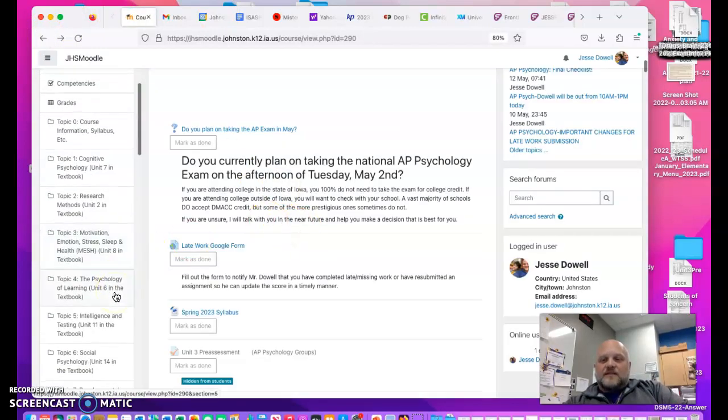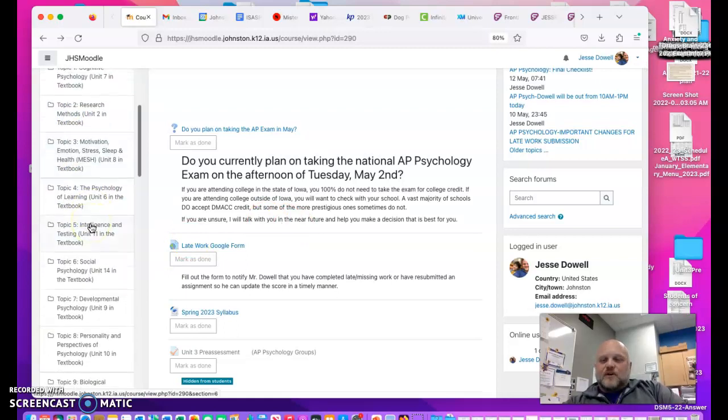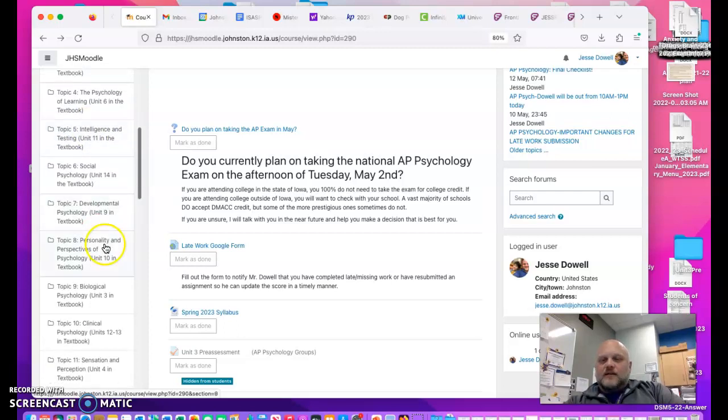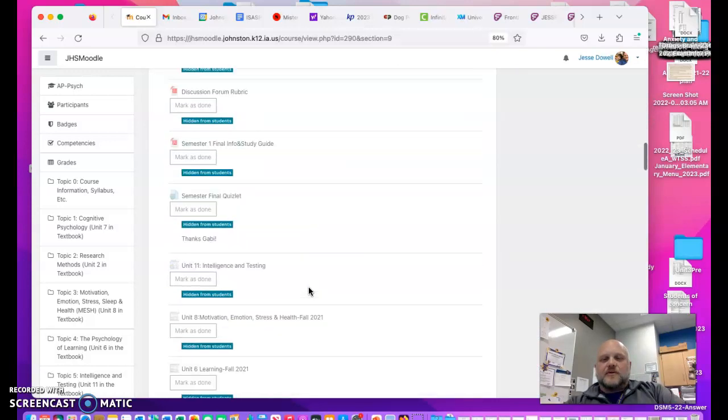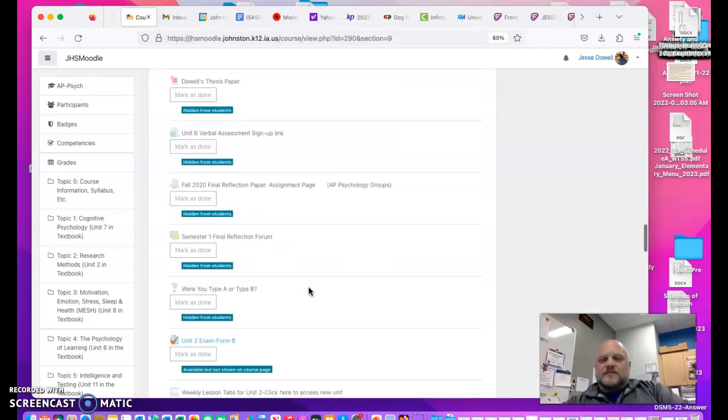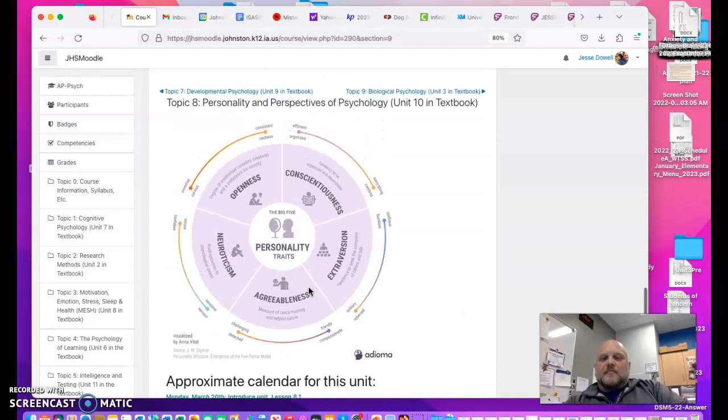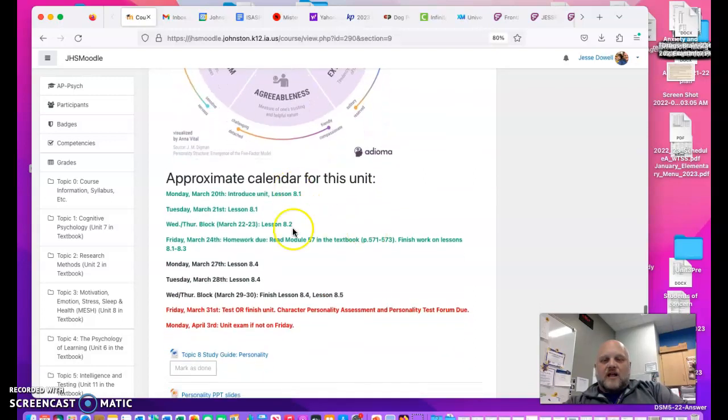Otherwise, the way that I have things set up is topic 1, topic 2, that's basically a unit. Currently, the unit that we're in is topic 8. So I'll tell kids, okay, we're in topic 8, go to topic 8, lesson 2. It looks a little bit different because this is teacher view, but topic 8, we're in personality perspectives. We've got a little visual here. Again, we'll have a calendar for the unit.